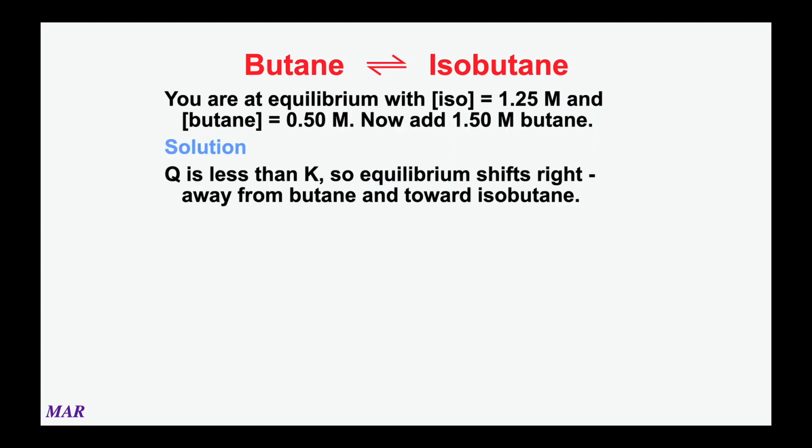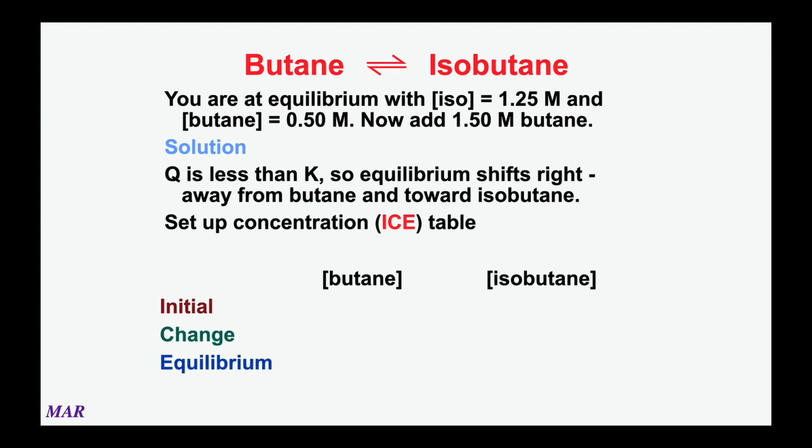Let's set up our good old ICE table here and see if we can figure out what's going on. We only have one reactant and one product. You can see here that initially we had 2 sources of butane for a total of 2.0, and the isobutane was only 1.25. Now, Q has to become bigger. That means more product, less reactant. So we're going to have a positive X for the change of product and a negative for the reactant. At equilibrium, butane is 2 minus X, and isobutane is 1.25 plus X.